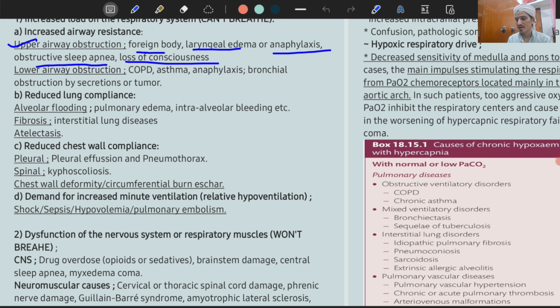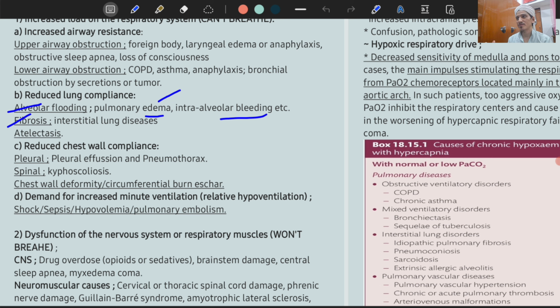So causes of lower airway obstruction: COPD, most common, asthma, okay, or bronchial obstruction due to secretions like in bronchiectasis or cystic fibrosis, or due to some tumor. Okay, that causes obstruction, and that puts load. Reduced lung compliance due to alveolar flooding. So alveoli are already filled with fluid, so they can't expand. So because of pulmonary edema or bleeding in the alveoli, edema can be cardiogenic or non-cardiogenic or ARDS, or due to fibrosis of the lungs.